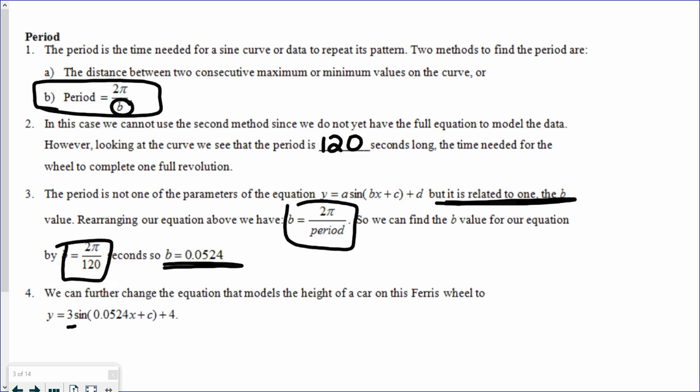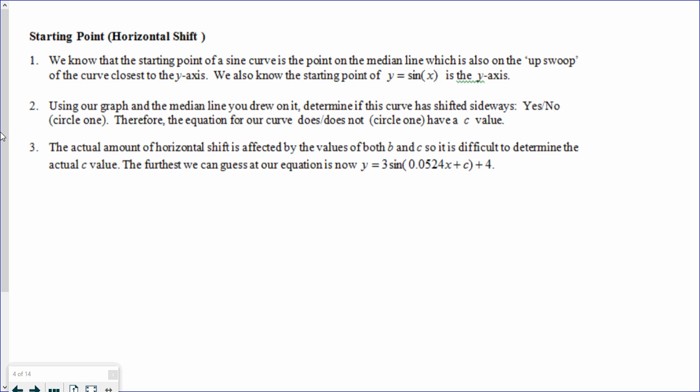We already talked about our amplitude, our median value, and what's related to our period that we just figured. So now the only thing that we need to figure out is what our C value would be. And as I mentioned yesterday, usually we're not calculating out the C value. We're just representing whether or not it actually does have a C value. So our starting point is related to our horizontal shift.